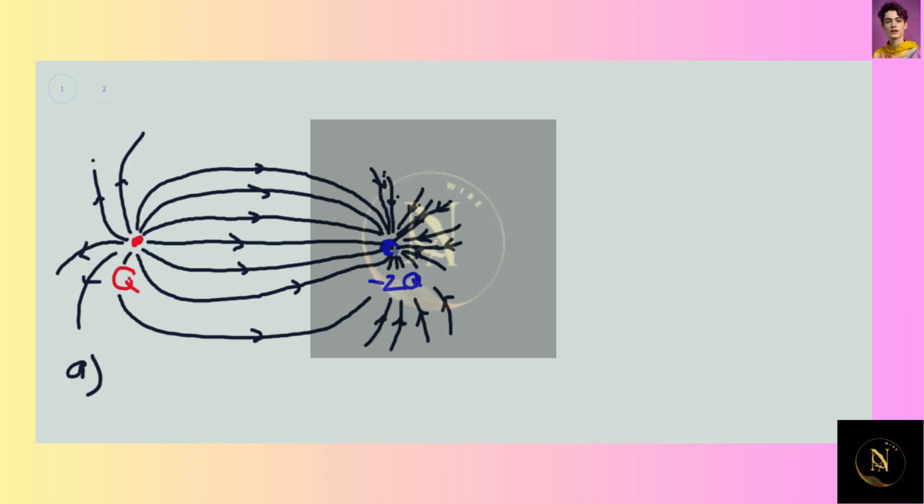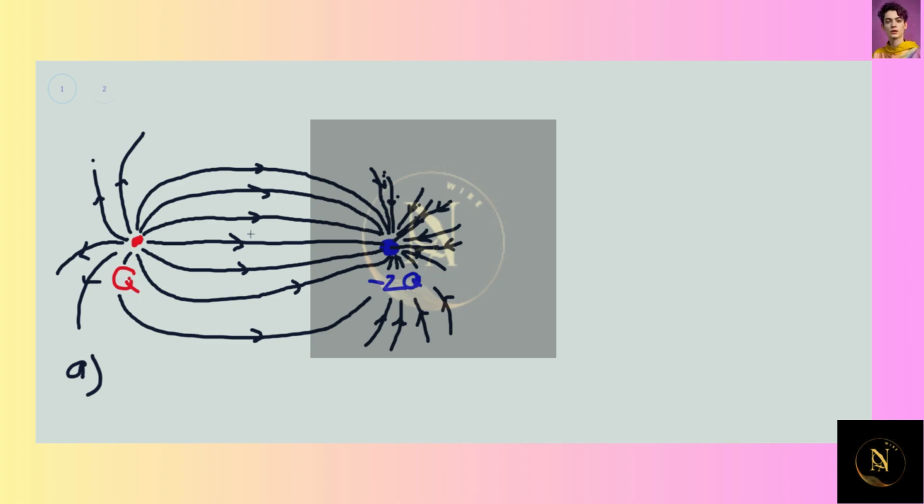And this is just by convention that the electric field lines follow the direction that a positive test charge would move. And obviously that would be repelled by a positive charge and attracted to a negative charge. So that's one thing to pay attention to.